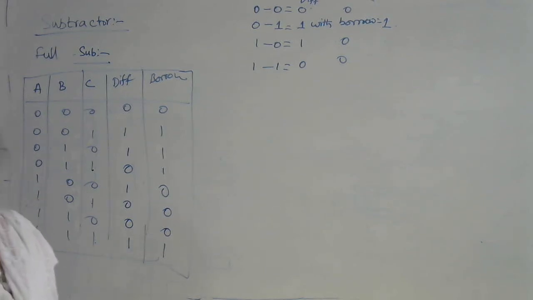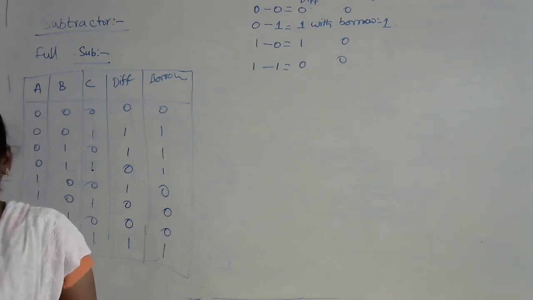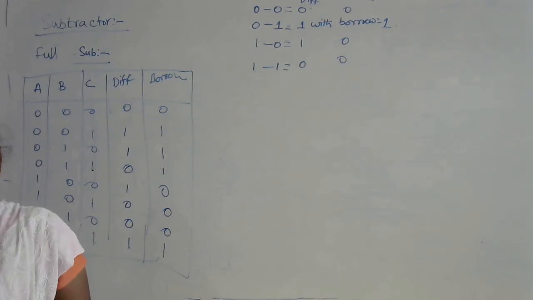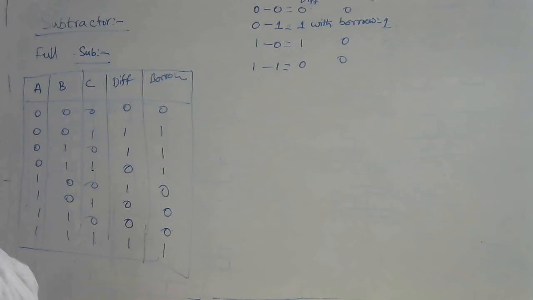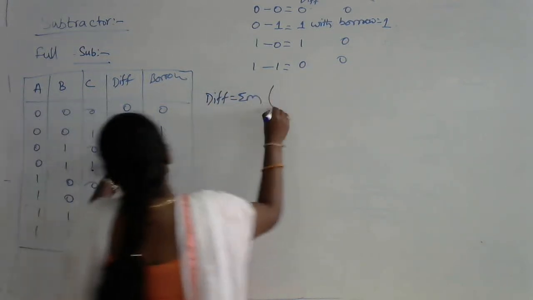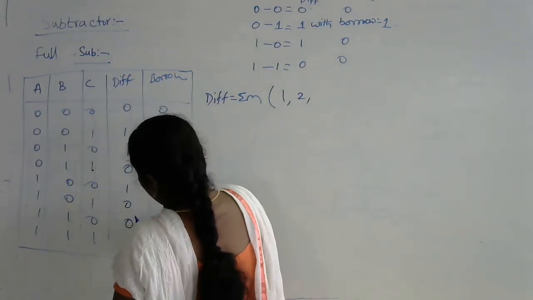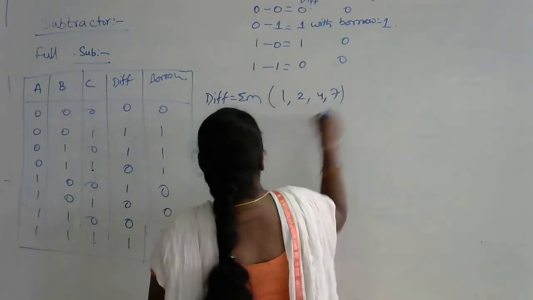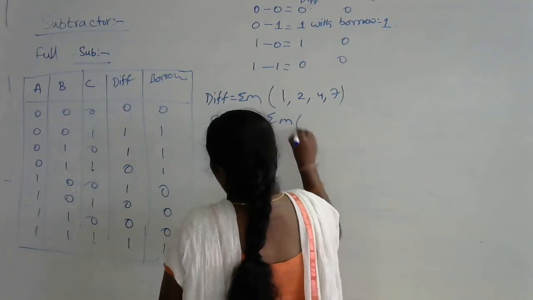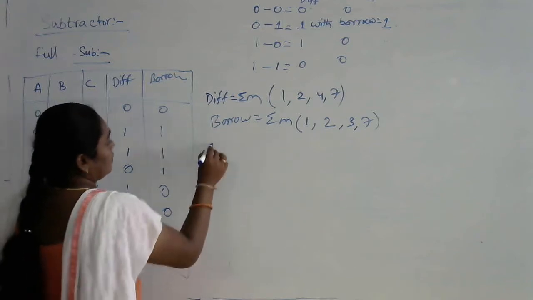Depending upon this, we need to write down the next difference column as well as the borrow column. If we observe the difference column, we are getting the difference expression as sigma m of 1, 2, 4 and 7. Similarly for borrow, we will be getting sigma m of 1, 2, 3, 7. So then we need to draw the K-map.